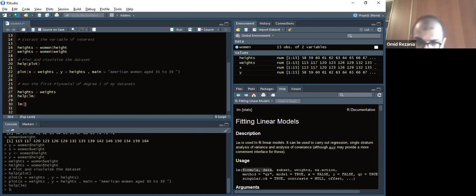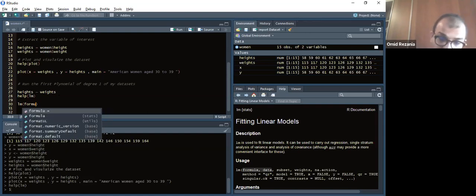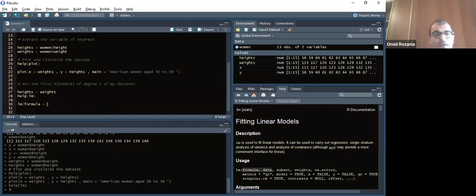It's written the first argument, it's written formula. I'm gonna write formula equal to, and I'm just gonna write the formula like this. I'm gonna cut it, bring it here, and paste it.